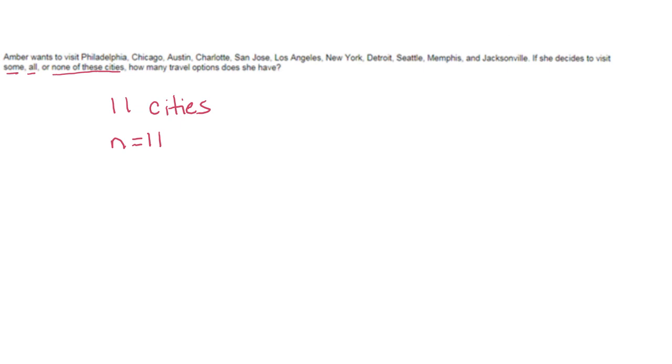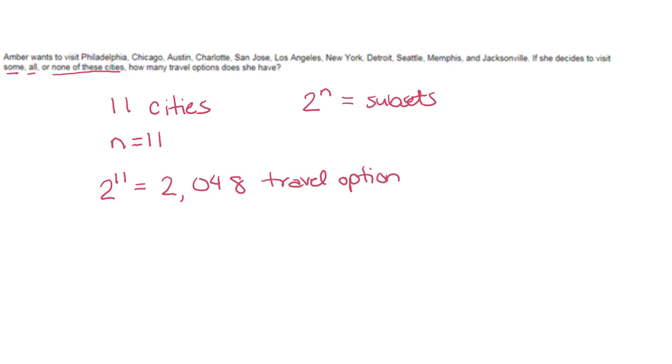All right, and when they're asking you to figure out how many travel options, they want to know how many subsets. So we're going to go 2 to the nth power to get your number of subsets. So in this case, 2 to the 11th power, and again, we'll use our lovely calculator, and you'll get 2,048 travel options. So if she wants to figure out a way to visit the 11 cities, she has 2,048 different travel options. That's amazing.